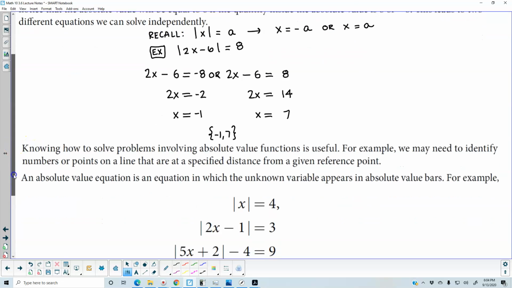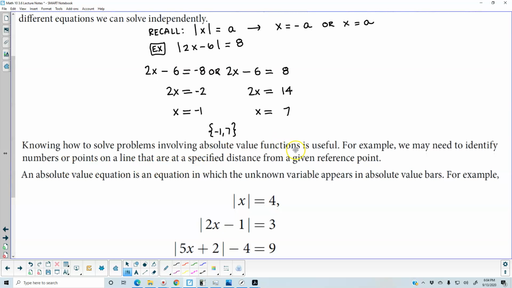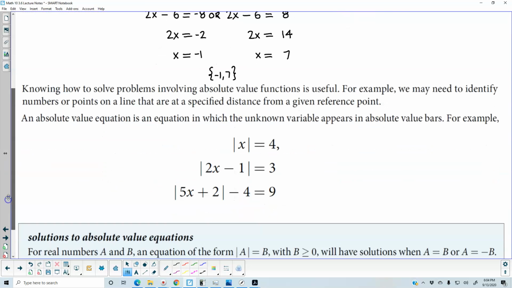Now, knowing how to solve problems involving absolute value functions is useful. For example, we may need to identify numbers or points on a line that are at a specified distance from a given reference point. An absolute value equation is an equation in which the unknown variable appears in the absolute value bars. So for example, we have the absolute value of x equals 4. The expression is x. Here we have the absolute value of 2x minus 1 equals 3. The absolute value is 2x minus 1.